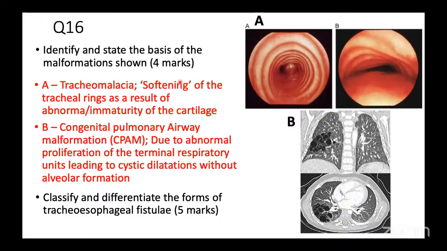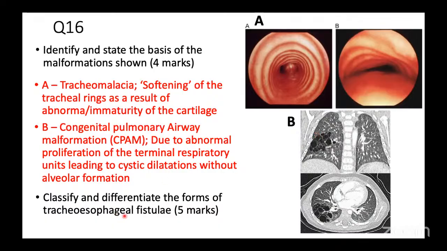So in tracheomalacia, you have softening of the tracheal regions as a result of immaturity of the cartilage. Yeah, so that leads to now problems when you're breathing. When you try and breathe out or in, you have collapse, okay? Especially when you're breathing out. Then in CPAM, you have abnormal proliferation of the respiratory units. So instead of alveoli, you'll just have cystic dilatations, which don't function with respiration, all right? So you have some amount of respiratory depression, okay?